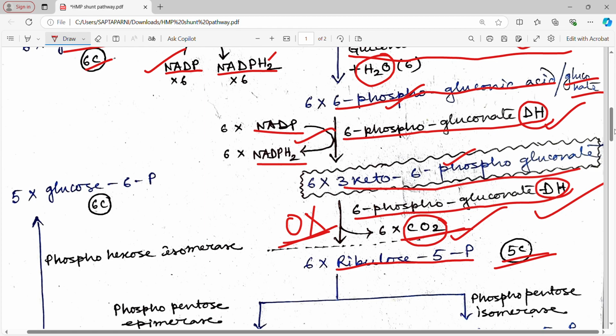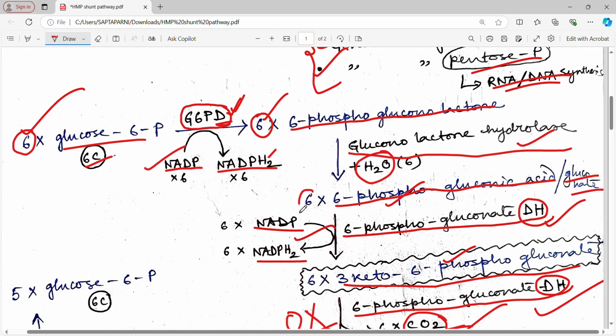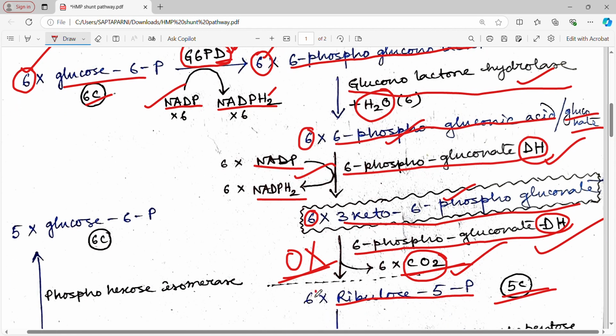Now another question you may ask: ma'am, what are these numbers 6, 6? See, in the HMP shunt pathway, we start our reaction with 6 molecules of glucose 6-phosphate. So these are the numbers of how many molecules of glucose 6-phosphate you have taken. So 6 molecules of glucose 6-phosphate get converted into 6 molecules of 6-phosphogluconolactone. Then they get converted into 6 molecules of 6-phosphogluconic acid. Then from that, 6 molecules of 3-keto-6-phosphogluconate, and after that 6 molecules of ribulose 5-phosphate.